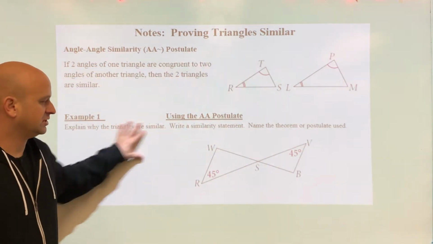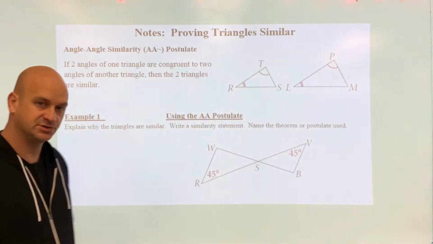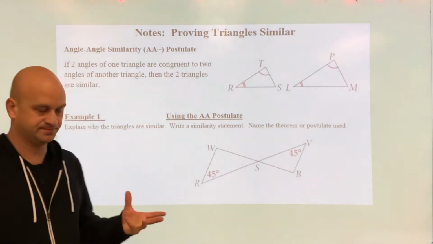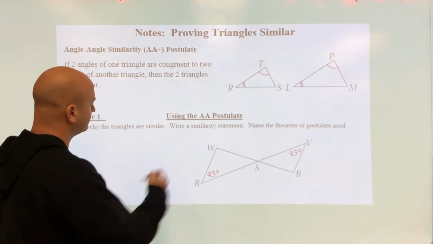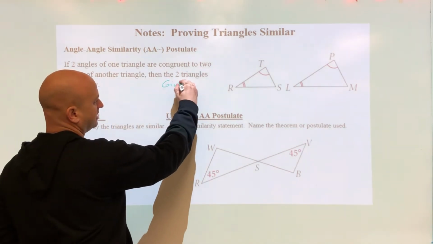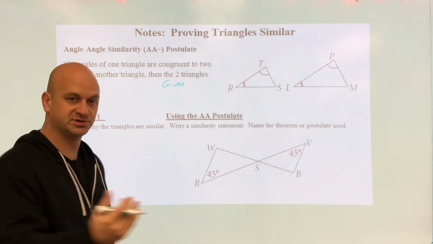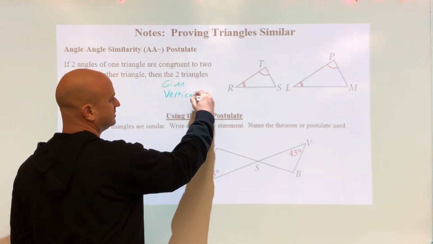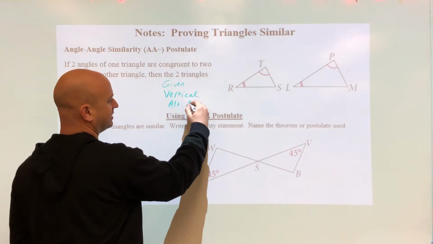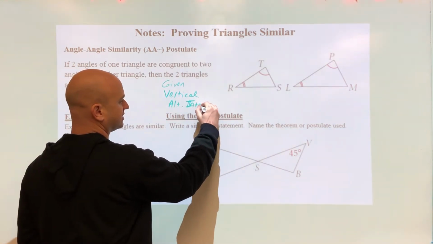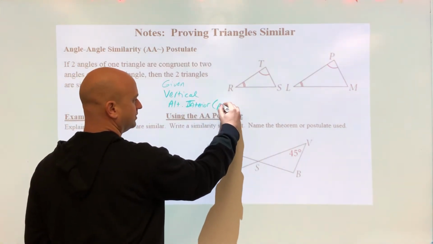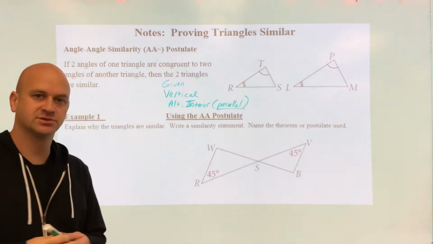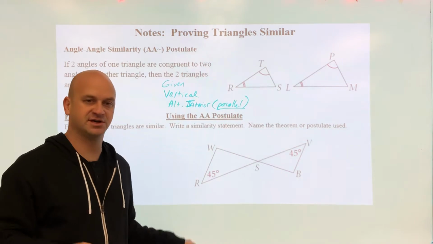Here's an example of a problem where we can use angle-angle. In this case, angle R and angle V are given. And so as we go through proving angles are congruent, angles are congruent because they're given, angles are congruent because they're vertical, and occasionally angles are congruent because they're alternate interior when we have parallel lines. Okay, so those are the three most common ways that we find angles are congruent.